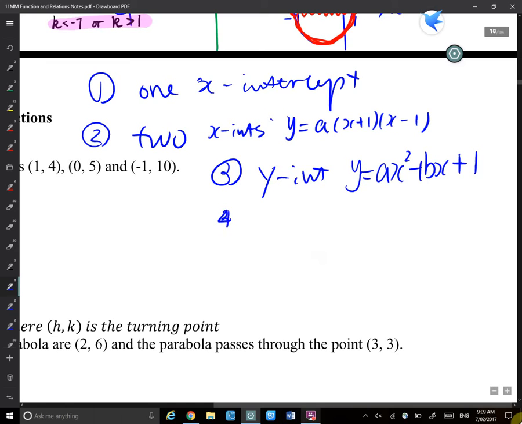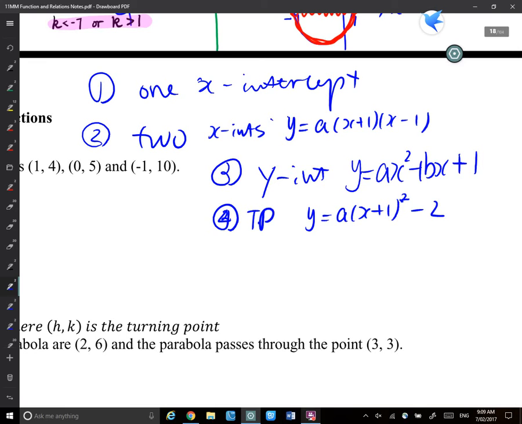For example, number 4, they all pass through the same turning point. We have y equals a(x plus 1) squared minus 2. They all pass through the turning point (-1, -2). Or they can all pass through a general point. Not an x or y-intercept, not the turning point, but a general point on the graph. They all pass through that point.